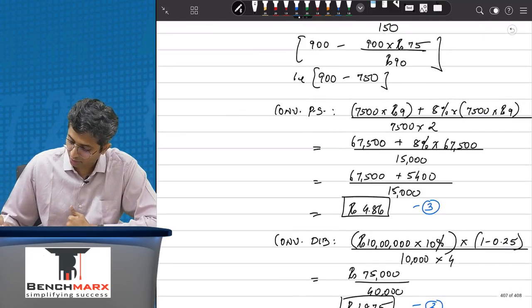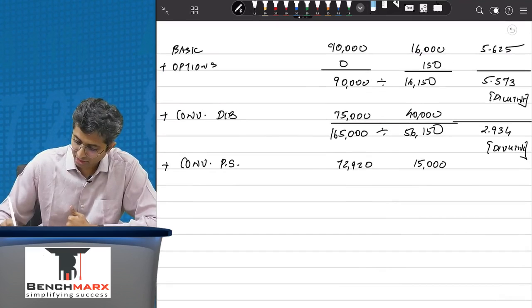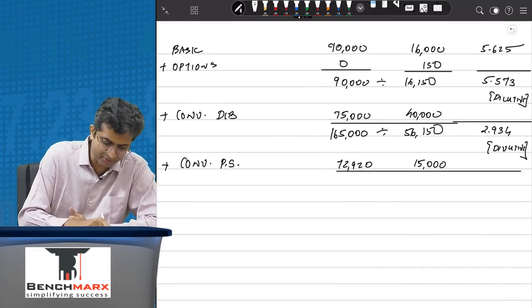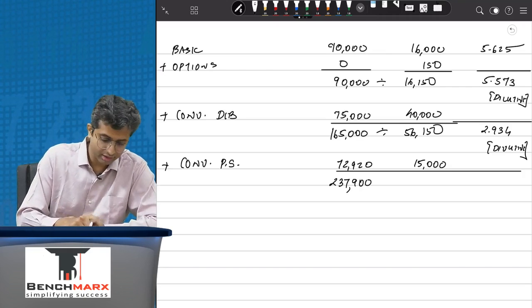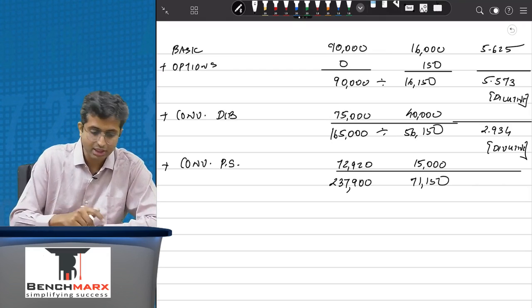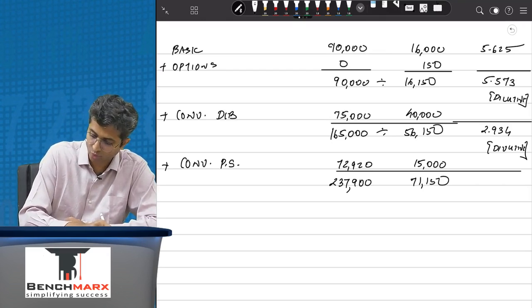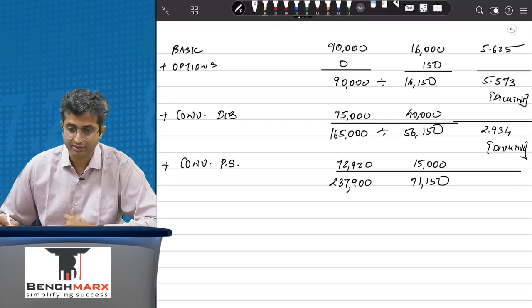However, they come at an additional cost of 15,000 shares being issued, and as a result, if these preference shares are converted, you are saving 72,900, so that's 165 plus 72,900, this is 2,37,900, and you are having 71,150 shares. So this is 237,900 divided by 71,150, and hence this is coming to 3.765.